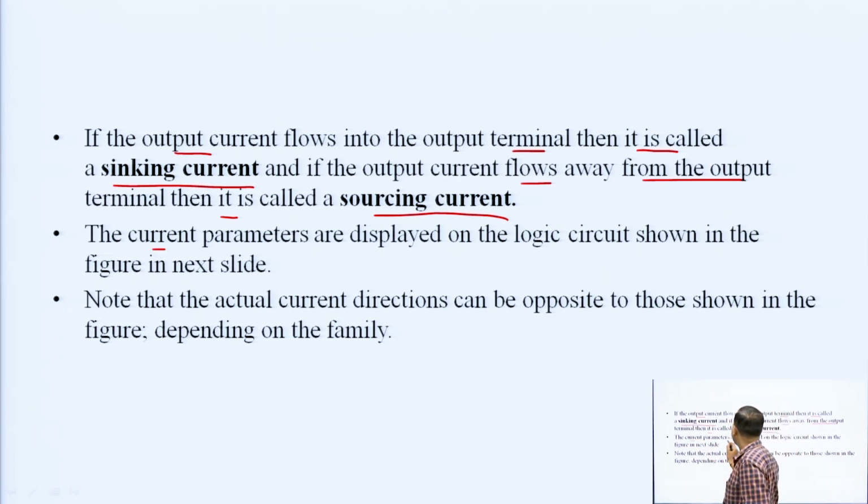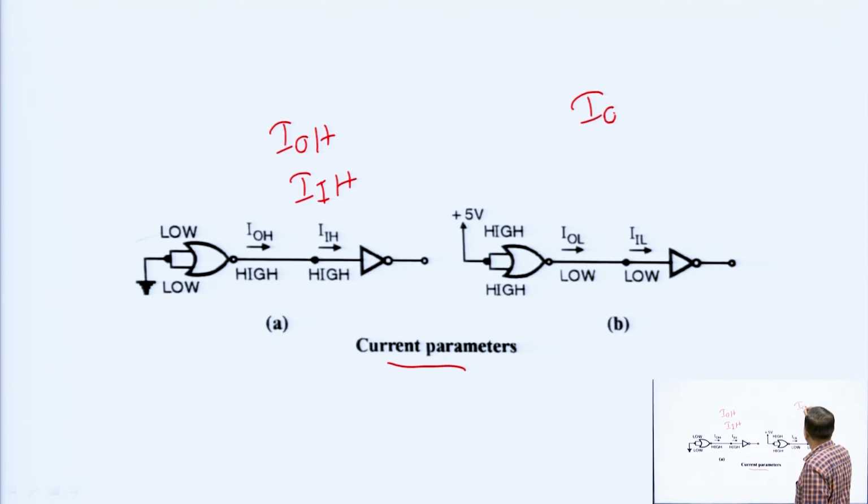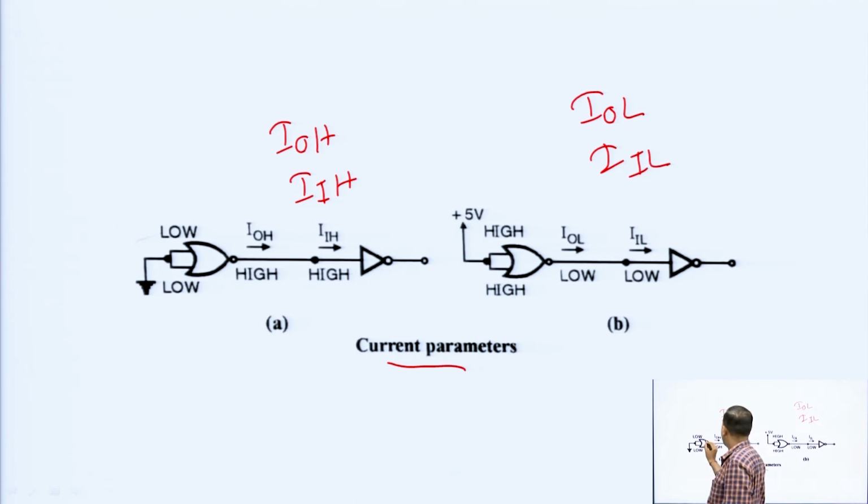The current parameters are displayed on the logic circuit. We can check this diagram. These are the current parameters. Already I have told you, this is IOH and IIH. This is for IOL and IIL. Okay. So, here one NOR gate is there.